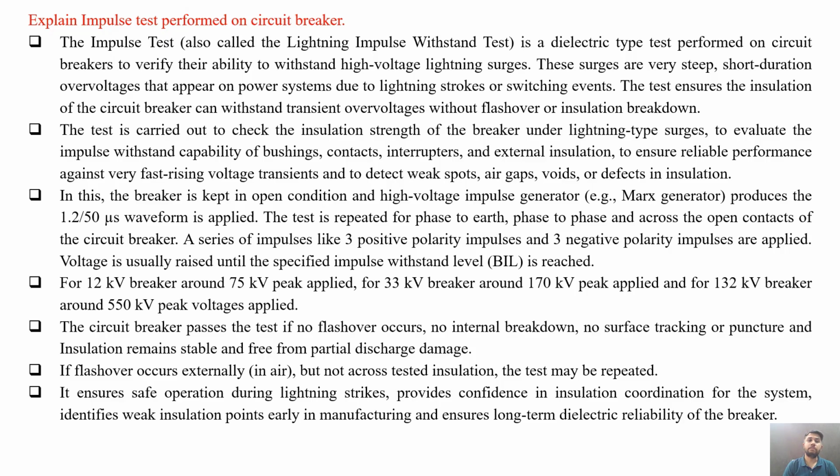Explain impulse test performed on circuit breaker. So the impulse test, also called the lightning impulse withstand test, is a dielectric type test performed on circuit breakers to verify their ability to withstand high voltage lightning surges. The surges are very steep, short duration overvoltages that appear on power systems due to lightning strokes or switching surges. The test ensures that the insulation of the circuit breaker can withstand transient overvoltages without any flashover or insulation breakdown.